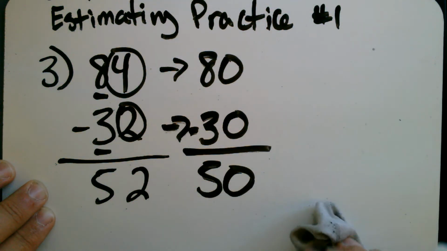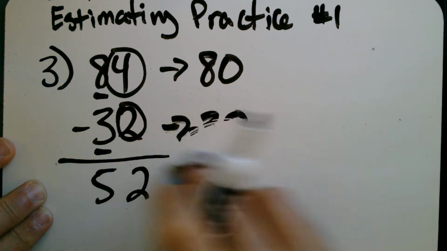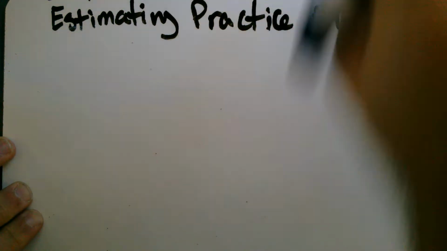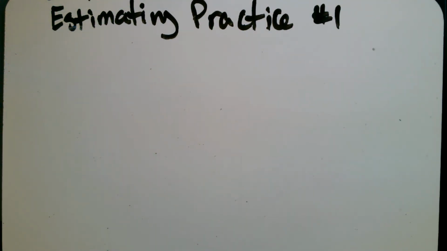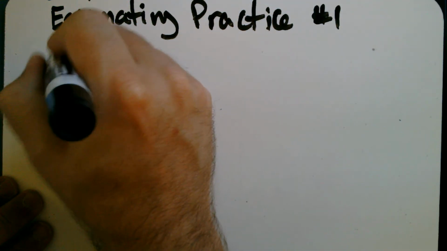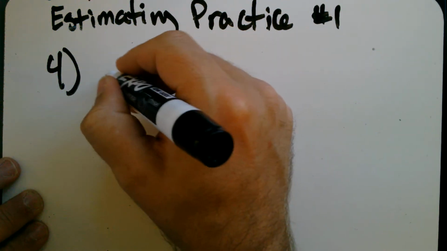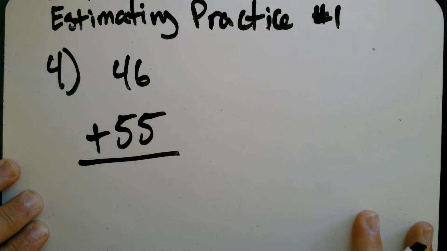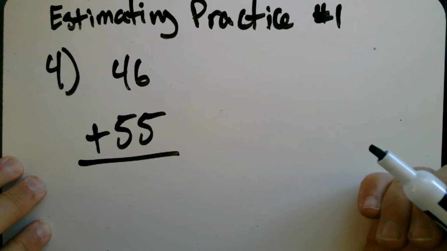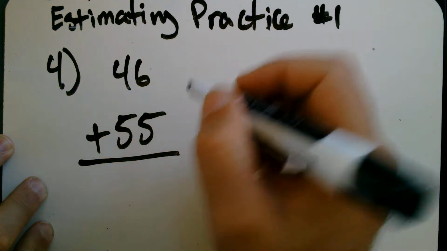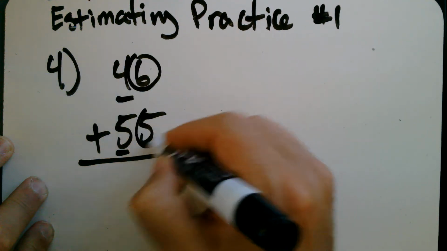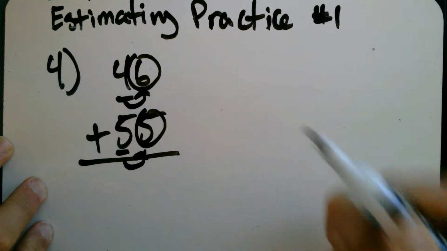All right. Normally, I just do the first 3, but since this is one of our first practice sets, I'm going to do one more. So number 4, 46 plus 55. Now this is a great example of where estimating can make our jobs a lot easier. So I'm going to do this backwards. I'm actually going to do the estimating first, and then let's go back and look at the problem.